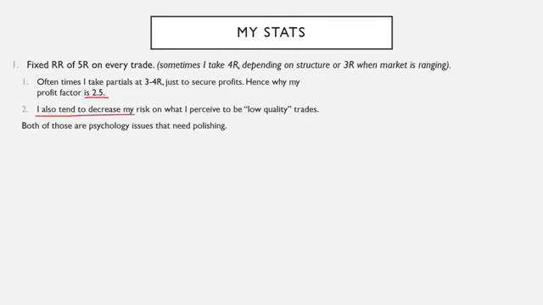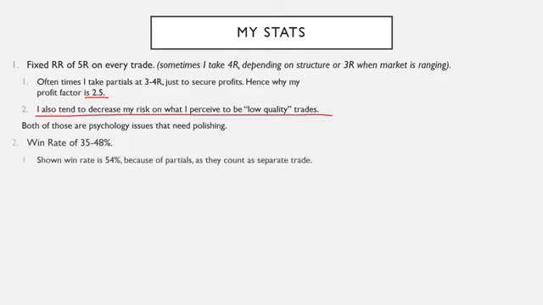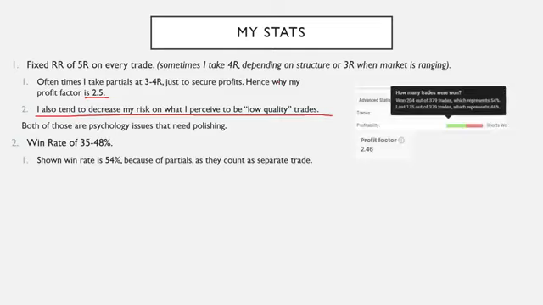Another psychological thing I do is I tend to decrease my risk on what I perceive to be low quality trades. So that's not very good, but all of those are psychological issues. My win rate ranges from 35 to 48%, right? And here I have, for example, on my FX book, the track record that I'm building for you guys. It shows a 54% win rate. However, this is because they also count partials. And a lot of times I'm going to take a partial, which then counts as a separate trade.